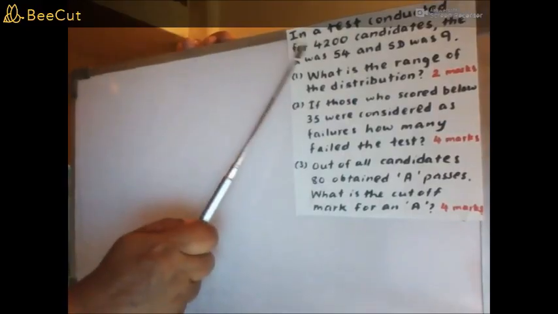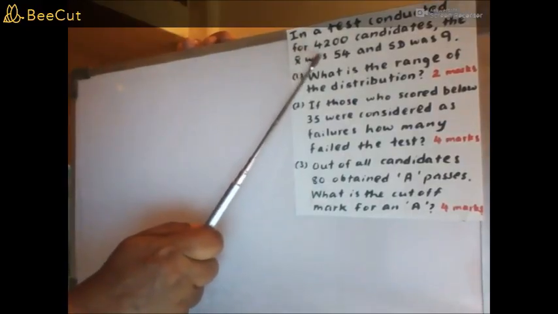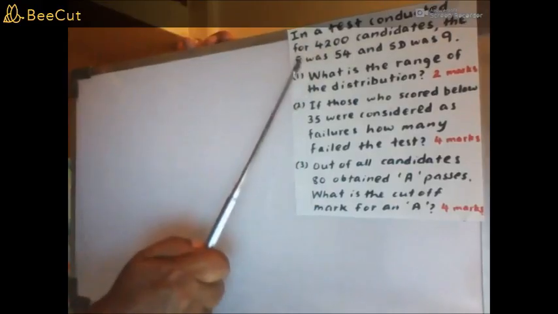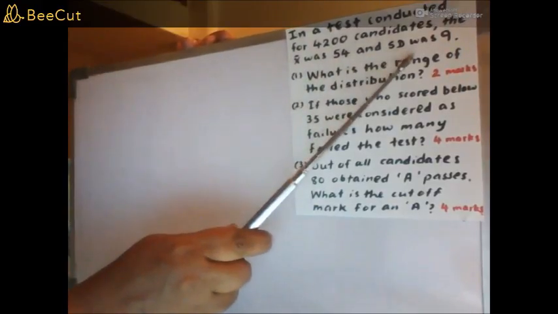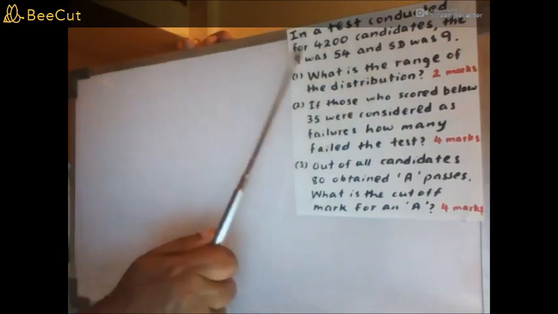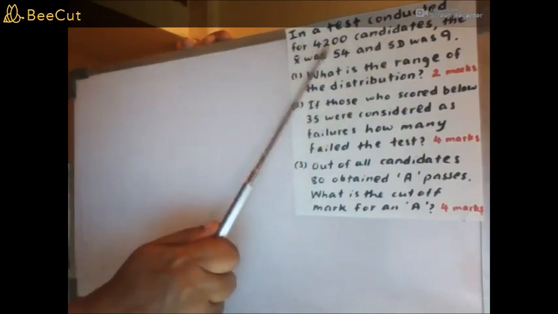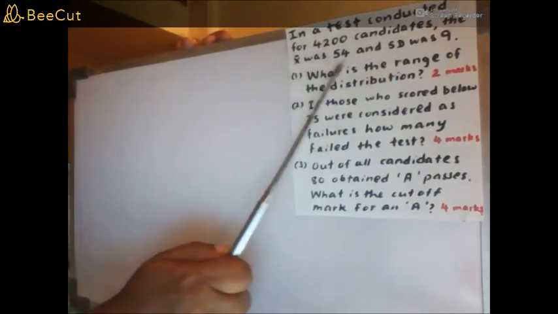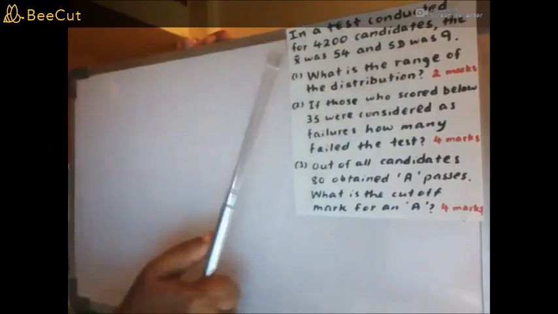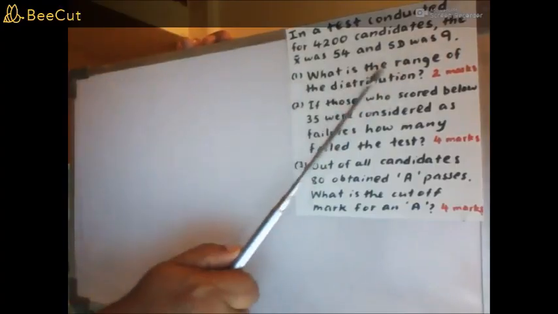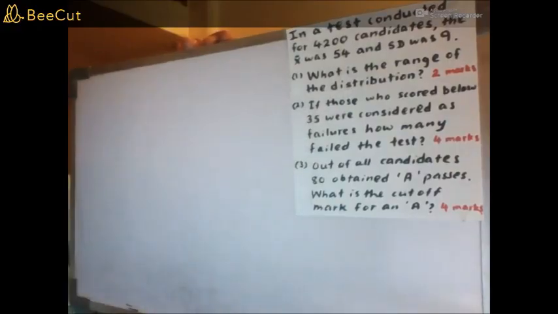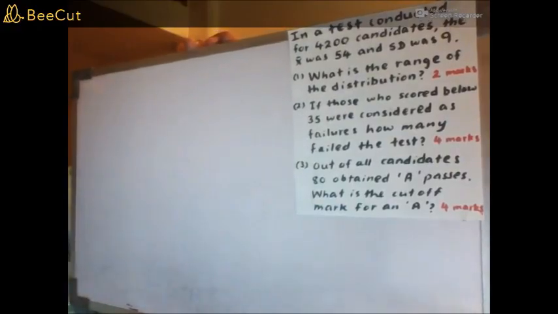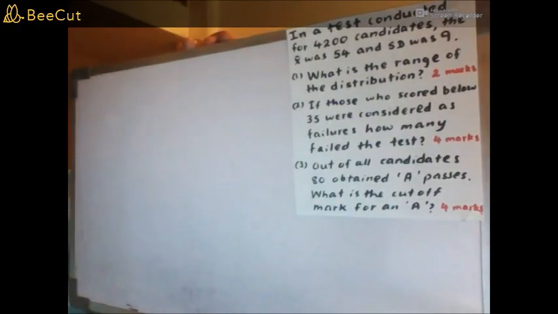In a test conducted for 4,200 candidates, the X bar was 54 and standard deviation was 9. So N is 4,200, X bar 54, SD 9. First question: what is the range of the distribution? This is easy. We have done it. This is a first paper question, but we'll do it here.